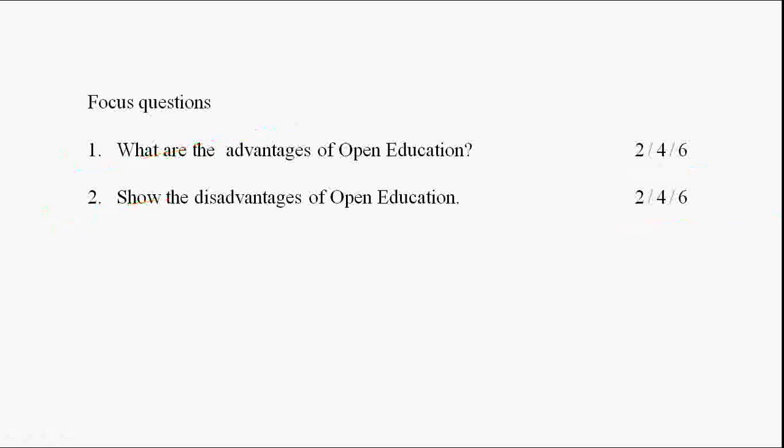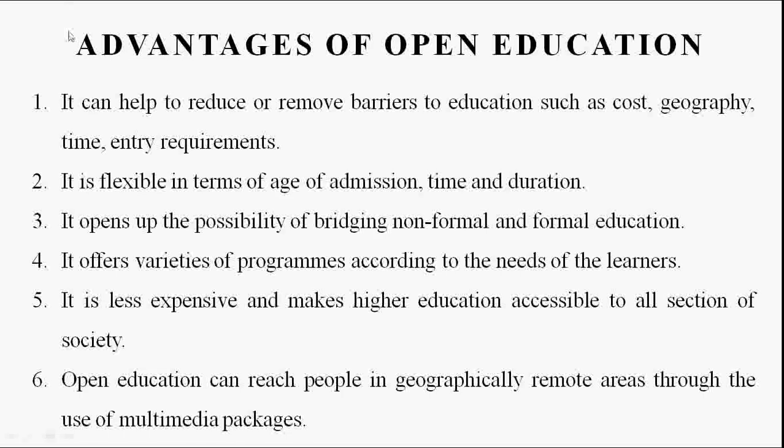Okay, here our first advantage of open education is it can help to reduce or remove barriers to education such as cost, geography, time and entry requirements. Okay, cost, geography, time and entry requirements. So open education helps to reduce or remove the barriers to education. So what types of barrier here?